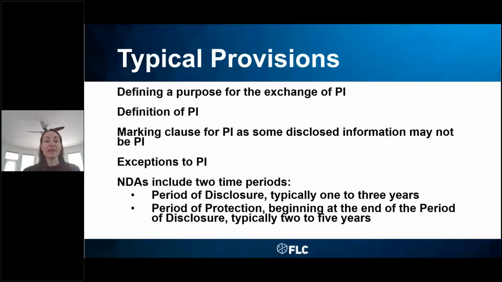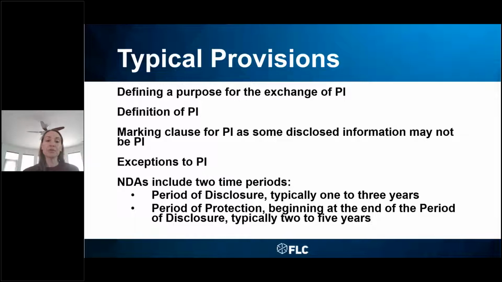We almost always have a marking clause. How is that information going to be marked? How are the recipients of that information going to know that it falls under the NDA and should be protected as proprietary? And then there's usually a clause with exceptions. If the information that you're receiving is already on the internet and in the public, then it shouldn't be protected under the NDA. It's already in the public domain. So you'll have an exception clause, giving the exceptions for proprietary information.